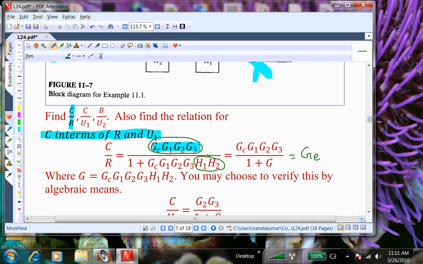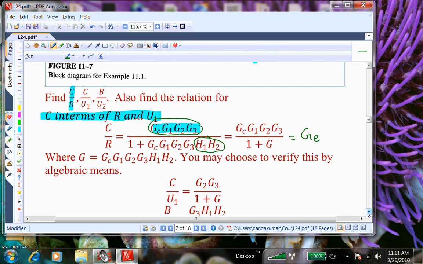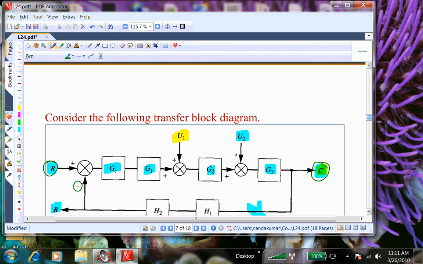Okay, so the next one is C versus U1. So let's go back to this. C divided by U1. So what would that be? What are the transfer functions in the forward block between C and U1? G2 and G3. So it's going to be G2 and G3 divided by 1 plus... If you have a doubt, just do the algebra.